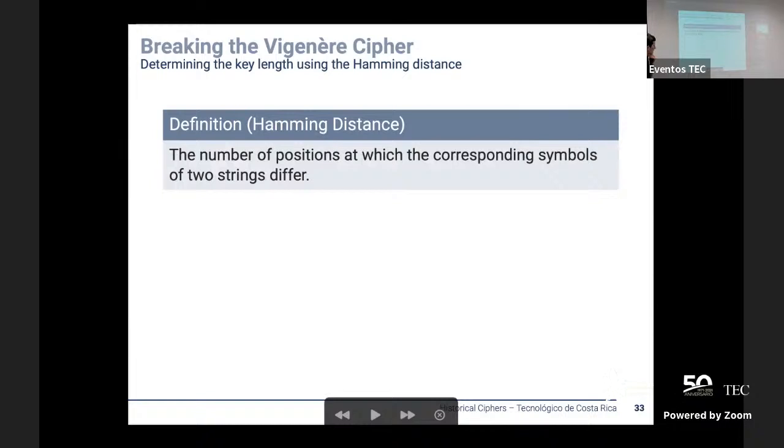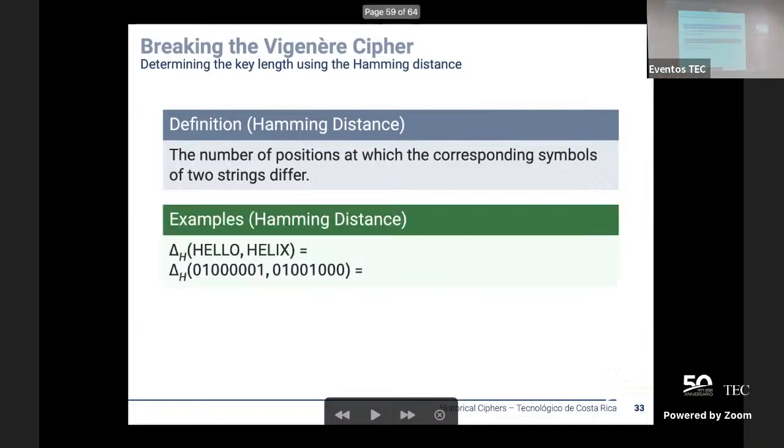There's one more thing I need to explain, and a certain definition as well, which you can also use in order to determine the key length. And that is where you can use the Hamming distance. The Hamming distance is the number of positions at which the corresponding symbols of two strings differ. I actually have an example here. The Hamming distance, not the statistical distance, between hello and helix is two, because we have two different characters.